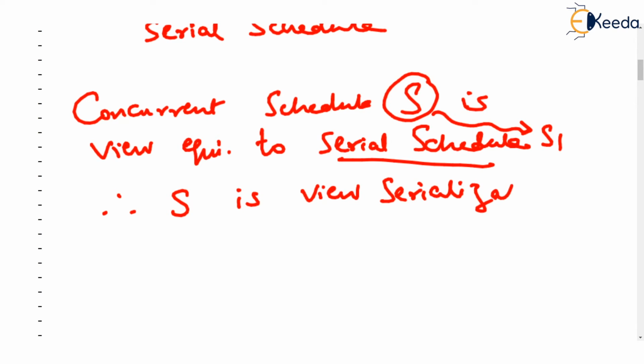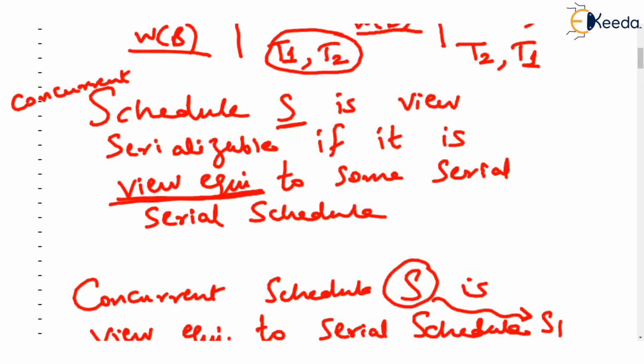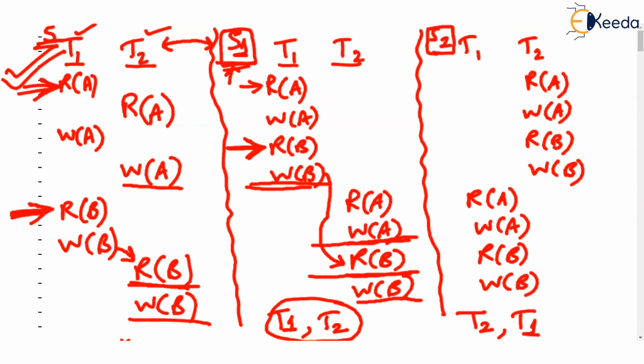Once we have found that it is equivalent to one of the serial schedules, then it is not necessary to check the other serial schedule. Who knows, it might be equivalent to even this S2, but that's not necessary, isn't it? Because we have checked that this concurrent schedule is equivalent to one of the serial schedules. That's enough. And we have known that this schedule is definitely view serializable, isn't it so?